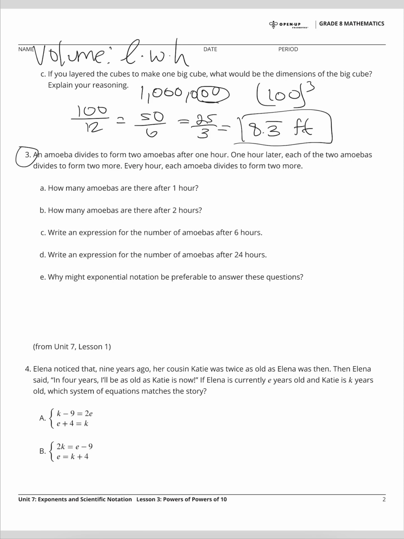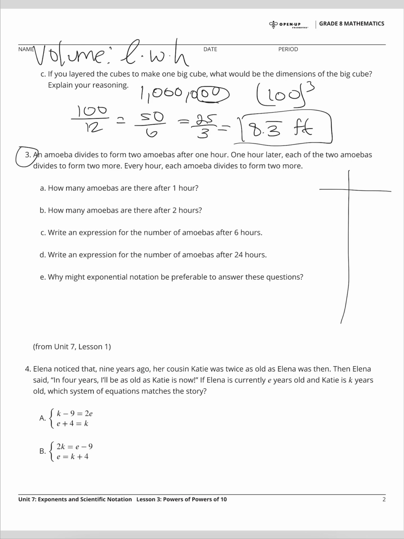An amoeba divides to form two amoebas after 1 hour. 1 hour later, each of the two amoebas divides to form two more. Every hour, each amoeba divides to form two more. I need a table for this. I'm sorry.